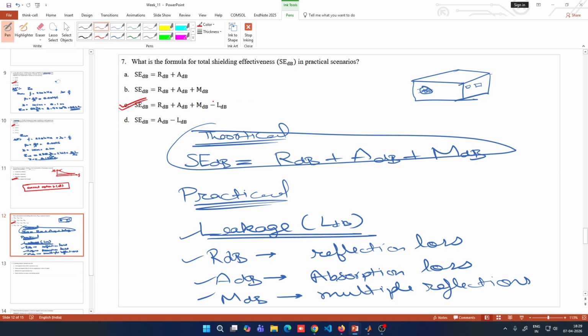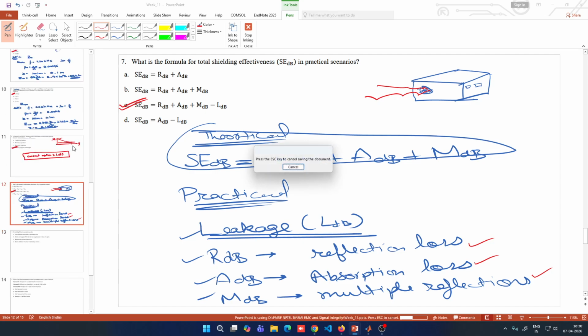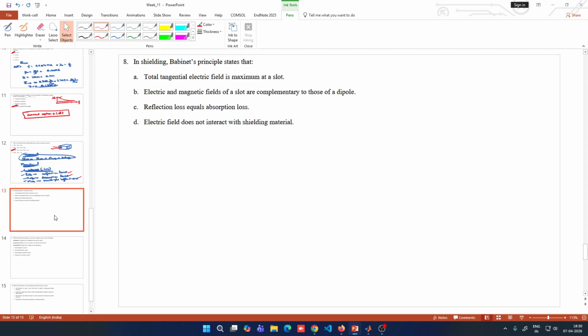And leakage is a negative thing, it reduces the shielding efficiency. Reflection loss, absorption loss, and multiple reflections are adding up, meaning they attenuate the wave. But here leakage allows the wave to exit from it or enter the other side. So it reduces the shielding efficiency. That's why it is minus LdB. So the correct option is option C. I hope this is clear. If you have any doubt, please let me know. If it is clear, then we will move on to question number 8.